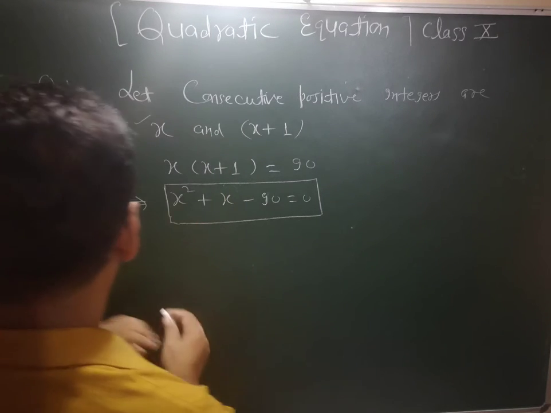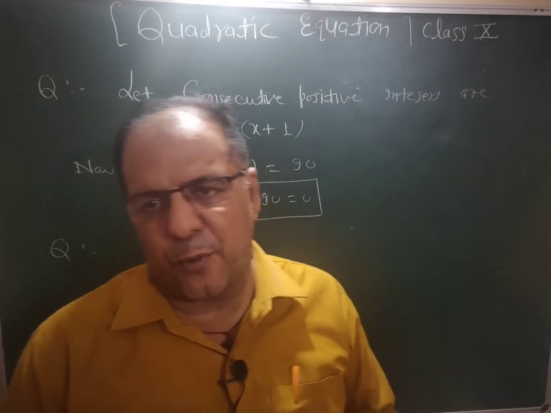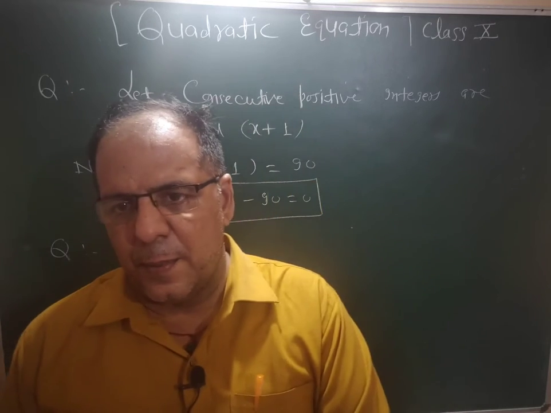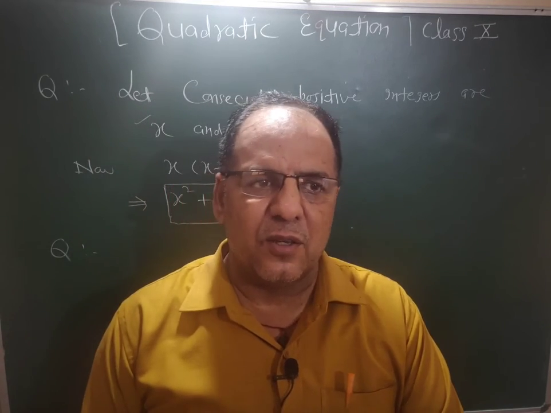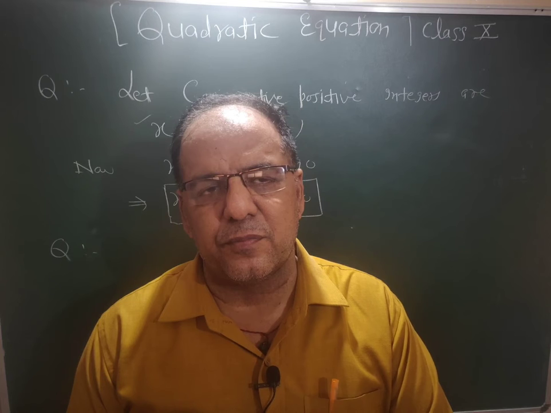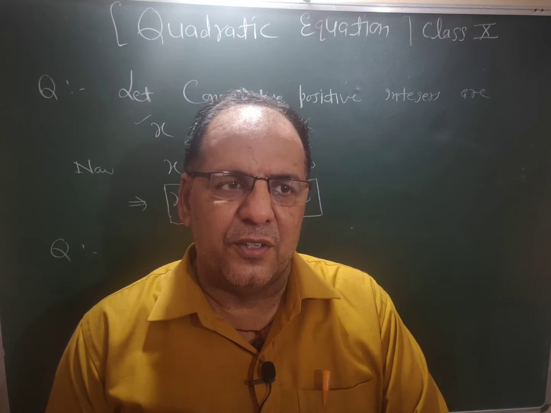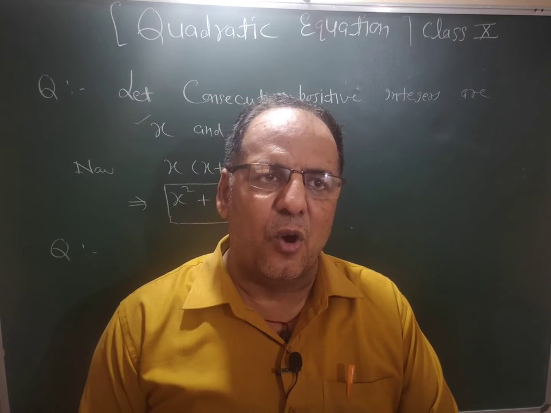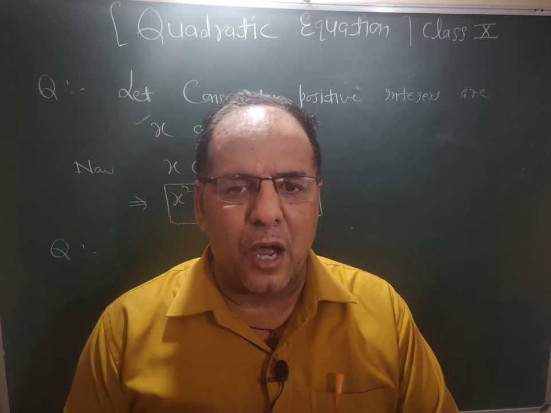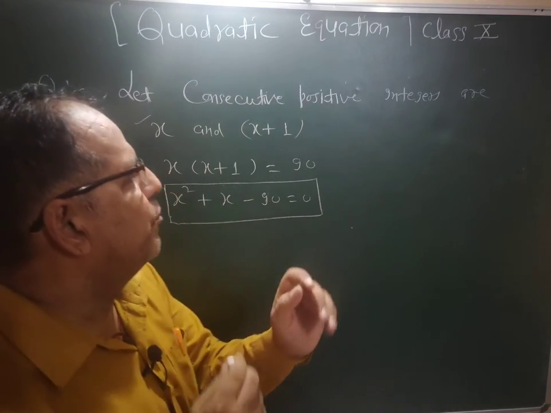Now I am taking another question in which we convert the given word problem into the quadratic equation format. The question is that the sum of the squares of two consecutive positive integers is 181. Form a quadratic equation by using which we can find the required positive integers.